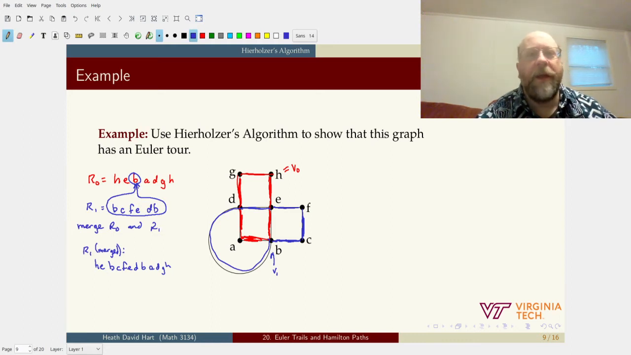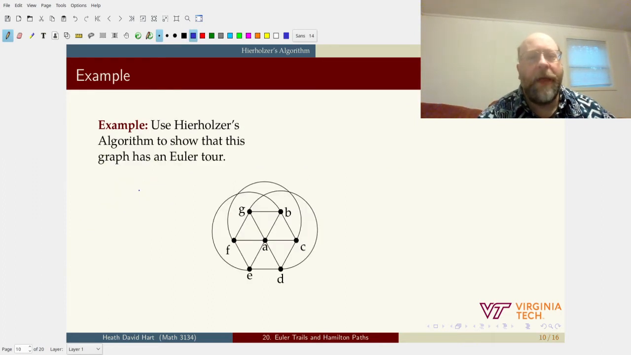So let's try a more complicated example. Let's try this one. Let's show that it has an Euler tour. So again, we can do this without having to worry about being greedy or being sophisticated. Let's say that on my first attempt, I pick a very small cycle.